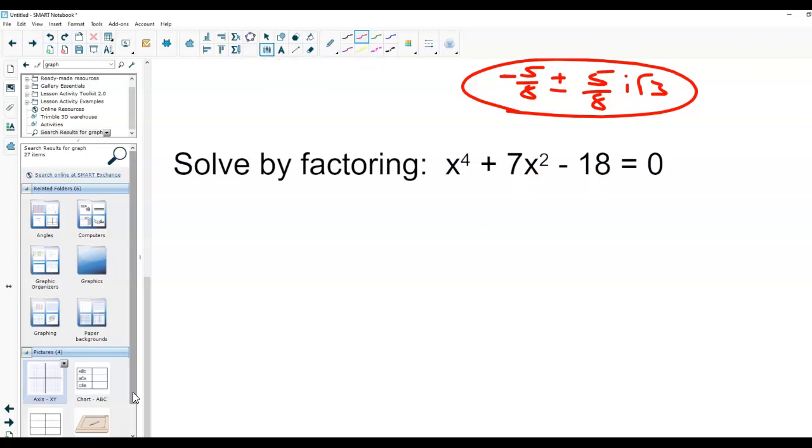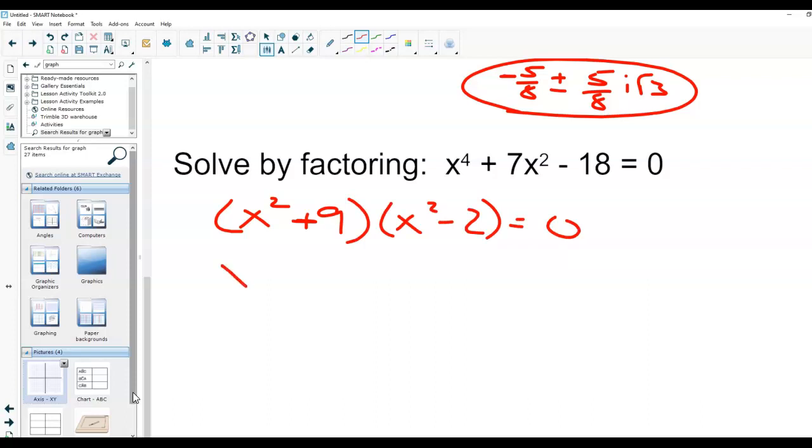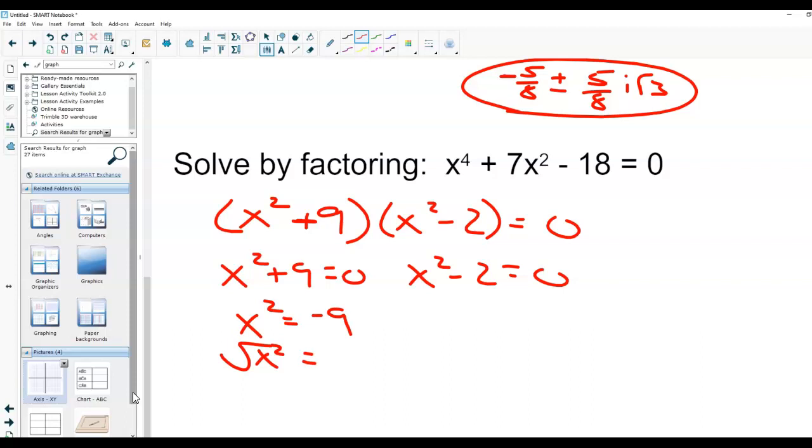When you have an x to the fourth and an x squared, we're literally factoring like normal, except it's just x squared. And then we set each parenthesis equal to 0. And now we're not just solving for x, we're solving for x squared. If I subtract 9 on both sides, the square root of x squared and the square root of negative 9. The square root of x squared is x. The square root of 9 is 3, so the square root of negative 9 is plus or minus 3i.